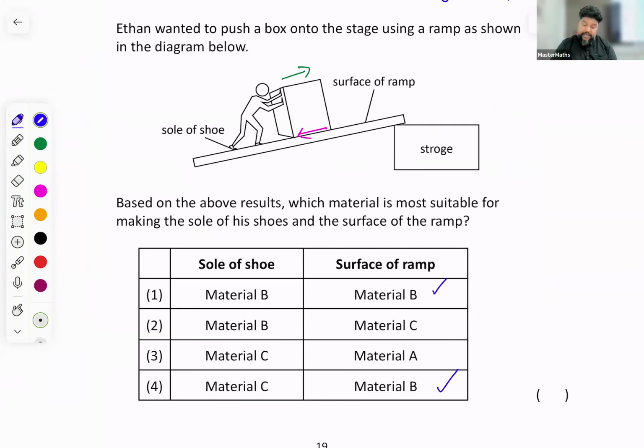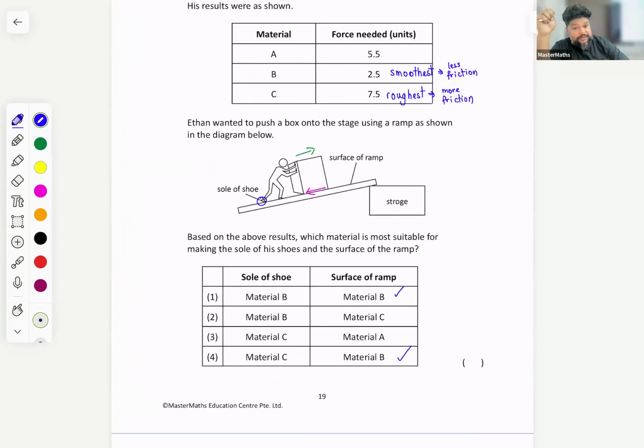But the problem is, Zairul, imagine my shoes also slippery. Then can I push the ramp? What will happen to me? I will slip and fall, right? If I use something so smooth for my shoes, what will happen? When I'm trying to push, I will slip and fall. So which one should I use for my shoe? Arisa, A, B, or C? I don't want to fall easily. B. I don't want to fall, no? C. If I fall, then I have a problem, right?